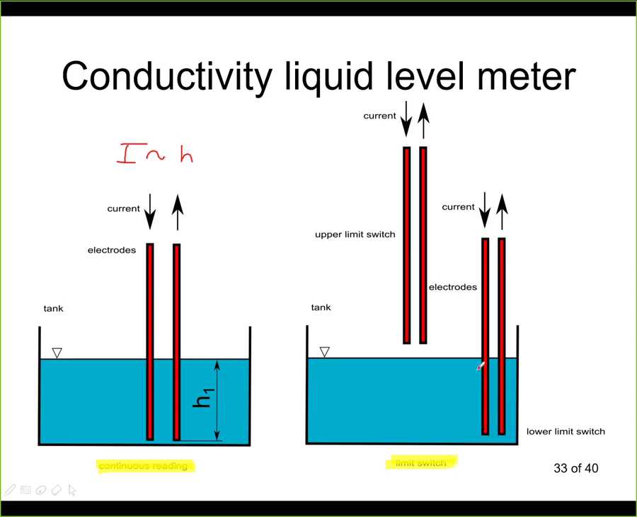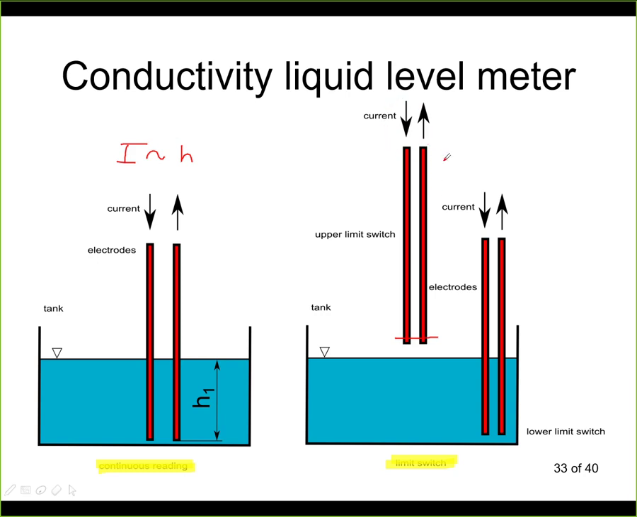And here this is now connecting the two electrodes together, and I know now it's above the minimal level, but I don't know where exactly it is. Is it here, or is it there, or is it there? And I'm looking just for the upper limit. So here, when the liquid will rise above this limit, it will connect those two electrodes together, current will start to flow, and now I know that the tank is full.